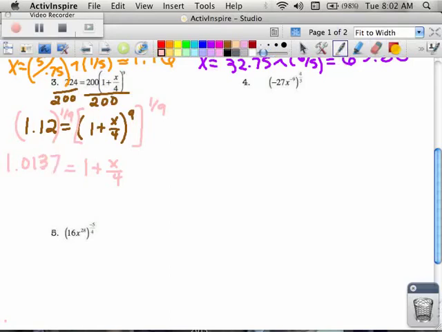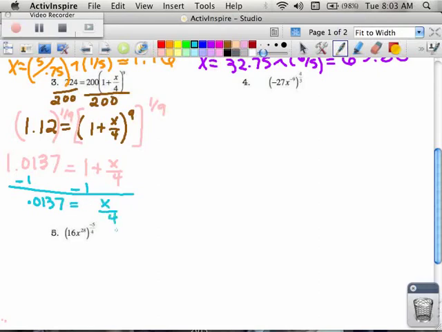Okay, 7. So that's kind of a weird decimal, but no big deal. Then on the right-hand side, I'm still trying to get that x by itself. So I'm going to subtract off 1 first from both sides. Now we have a really small number on the left. We have 0.0137, and that's equal to x over 4.